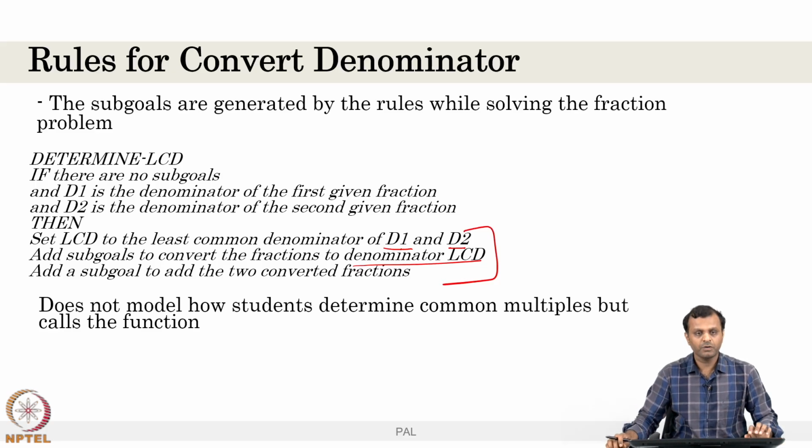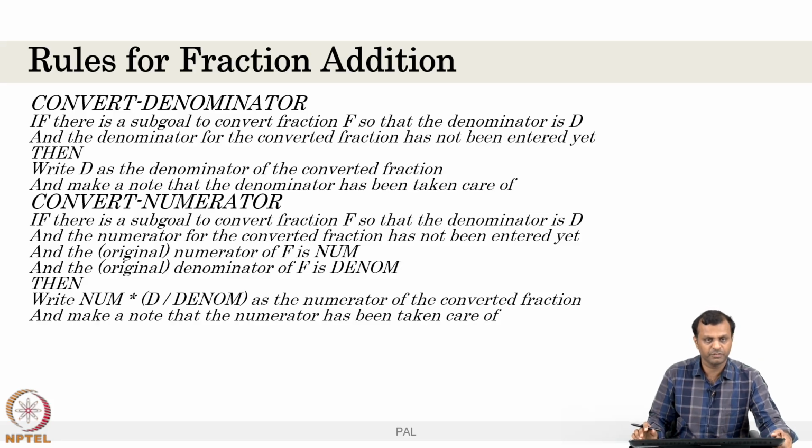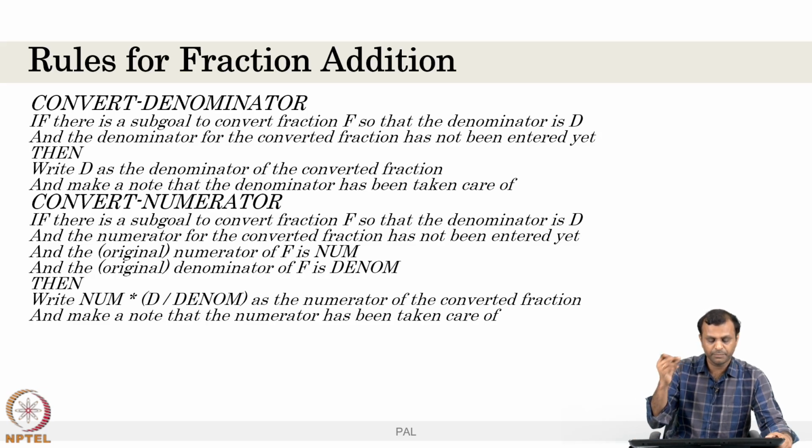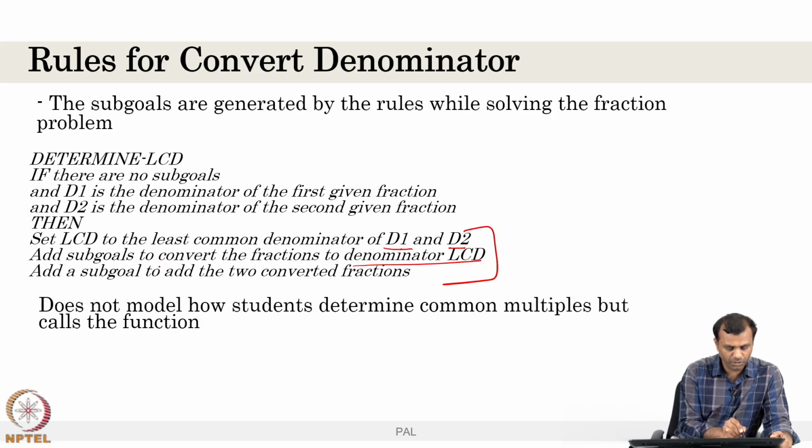Now the model does not care how you determine the multiples of the fraction. That is not a goal, because it is a prior required concept, and you might have already done that. That is an assumption. After converting, if the sub goal is to convert a fraction f with denominator d, and the denominator for the converted fraction has not been entered, then write d as the denominator for the converted fraction and make note that the denominator has been taken care of. So if there is a sub goal to convert a fraction f, that sub goal was added in the previous slide, and now it comes into picture.